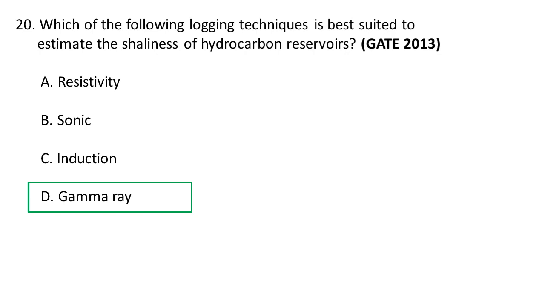So, the most common use of gamma ray logs is to estimate the shale volume in rocks, and it is important to remember that the tool measures radioactivity and the correlation to shale content is empirical. Shales are presumed to be composed of clay minerals. So, the gamma ray technique is best used to estimate the shallowness of the hydrocarbon reservoirs.